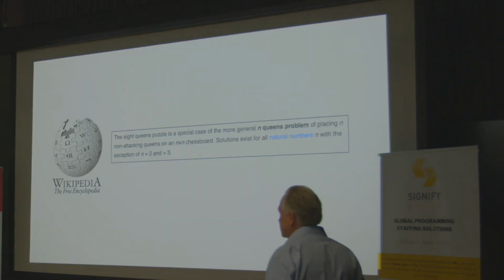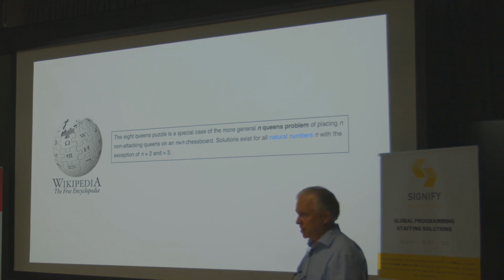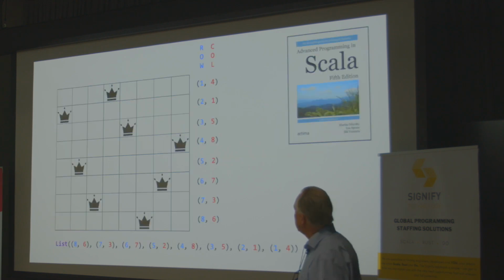So the 8 queens puzzle is a special case of the n queens puzzle, where you place n queens on an n by n chessboard. There are solutions for all natural numbers except 2 and 3.